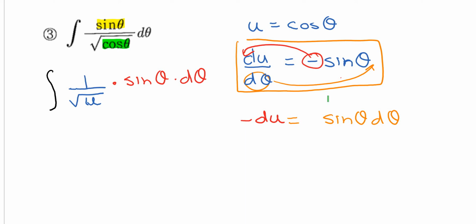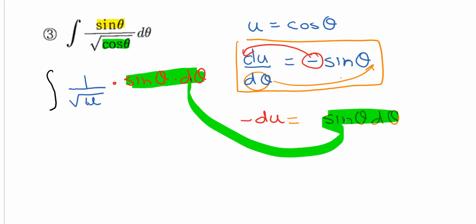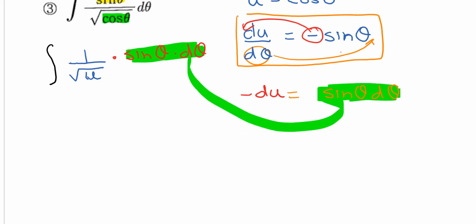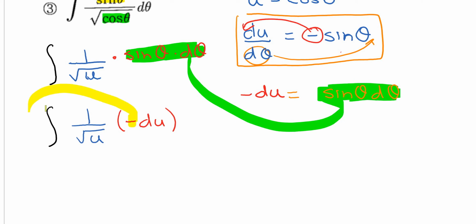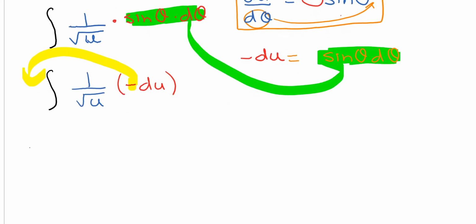And now this is looking pretty good, because on my original problem I have sine theta d theta, and that matches up with this sine theta d theta over there. So now I can make a substitution step right away. So this is the integral of 1 over the square root of u times negative du. So there's my substitution step, and then I can take this minus sign and move it to the front. Now I need to rewrite this so that I can find the antiderivative a little bit easier, so that would be du there. And then I can take my middle term here, and I can write that as u to the power of negative 1/2.